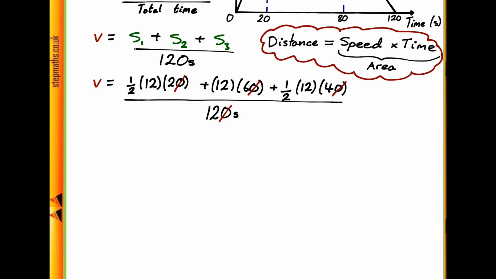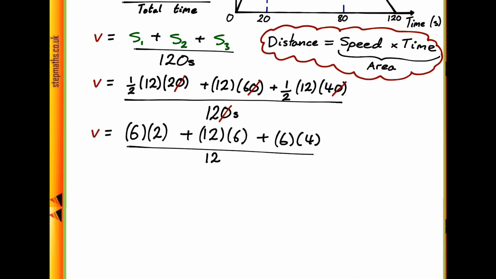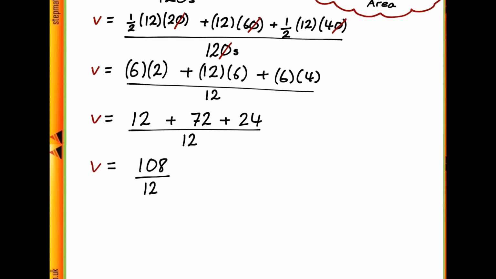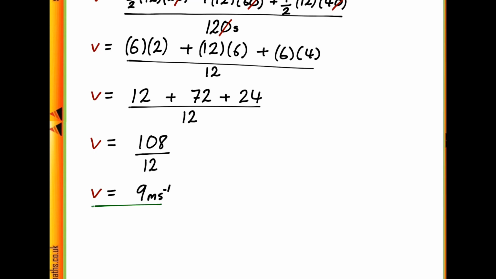So doing that and multiplying by our halves, we get this fraction here, which is then just some basic multiplication to give us the total. The average speed is just 12 plus 72 plus 24, all divided by 12, which is exactly the same as 108 divided by 12, or 9 meters per second. So this is going to be our final answer, and it corresponds with answer E given in the question.